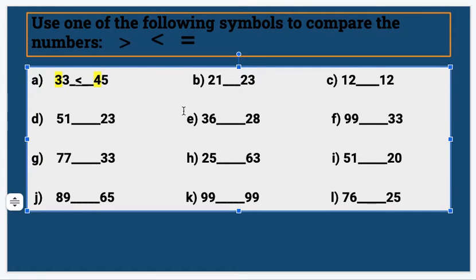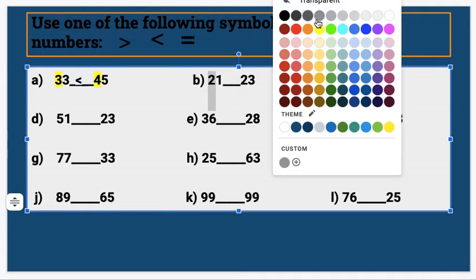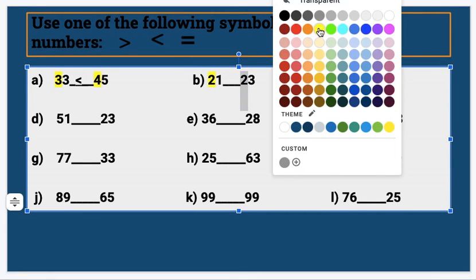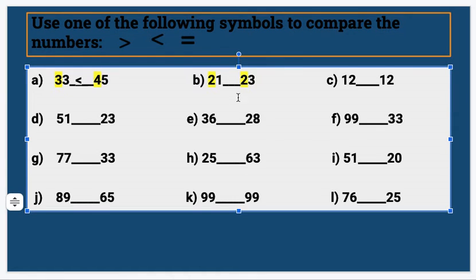Okay, let's look at the next question. We have 21 and 23. Let's look at 21 first. I see the place value: I have 2 tens. Let's look at the other number, 23. I have 2 tens. Oh, both are 2 tens, right? So when your tens value is the same, then look at the ones value. We are going to compare the ones. I have 21: 2 tens and 1 one.